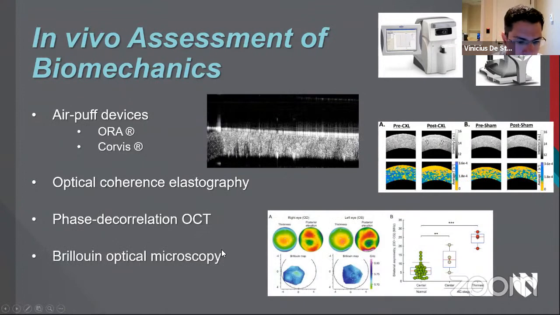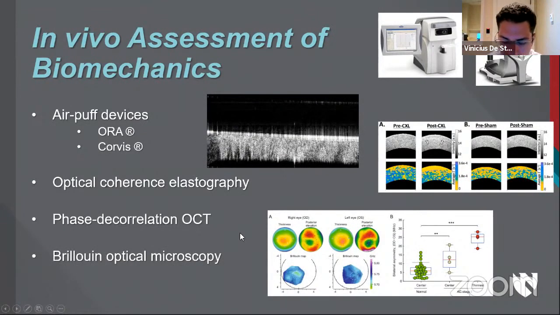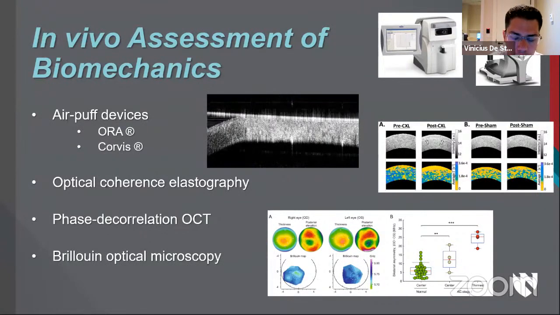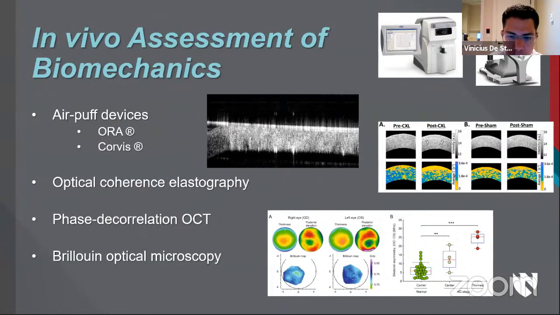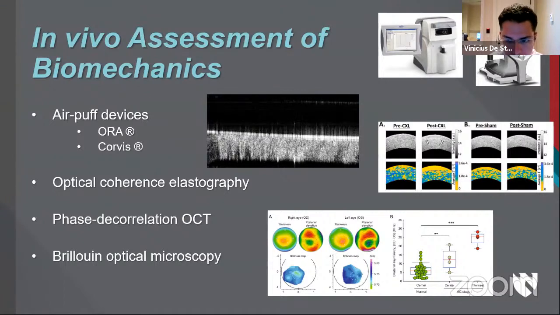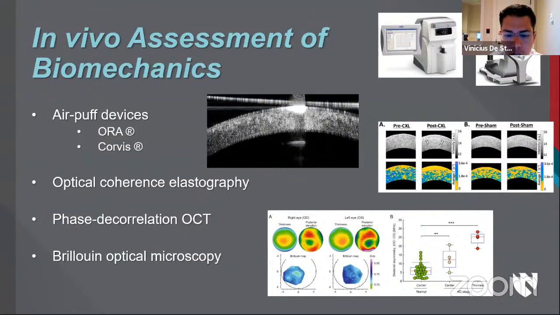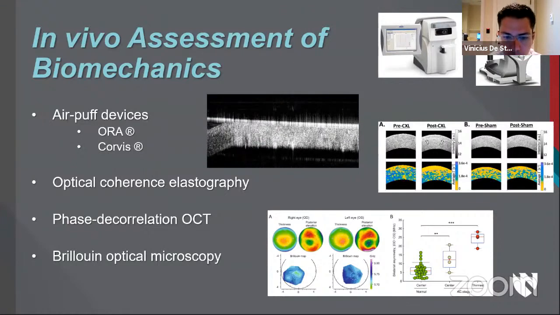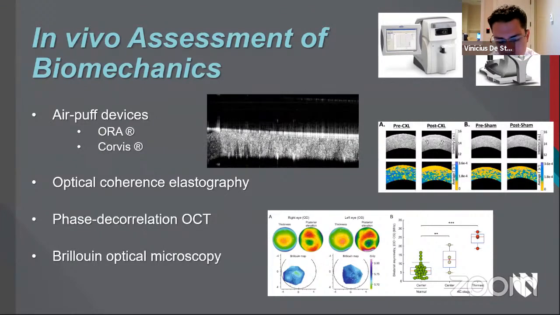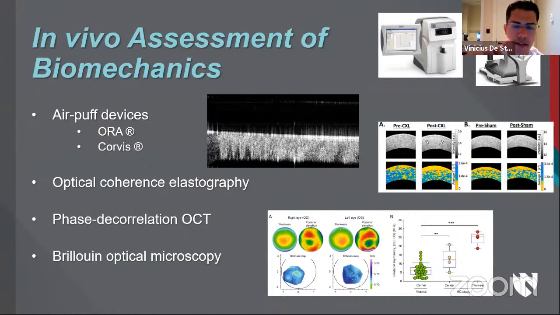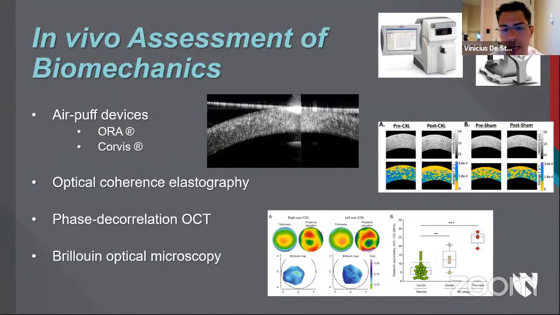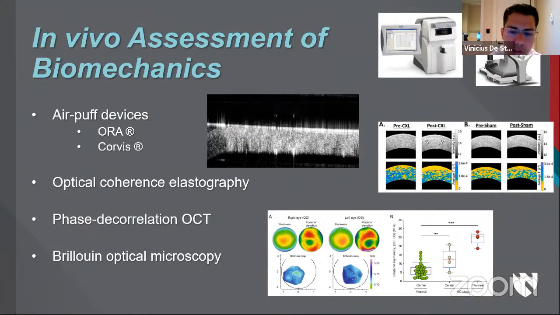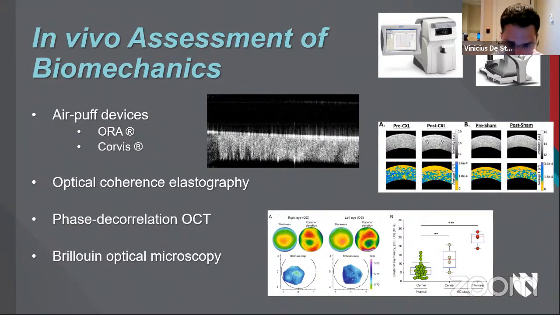And then we have Brillouin optical microscopy, which is another light scattering technique. Here, compared to phase decorrelation, what you're measuring is the Brillouin shift, and the Brillouin shift is based on how light changes when a photon impacts a tissue. It causes the light to be scattered. It changes its frequency.